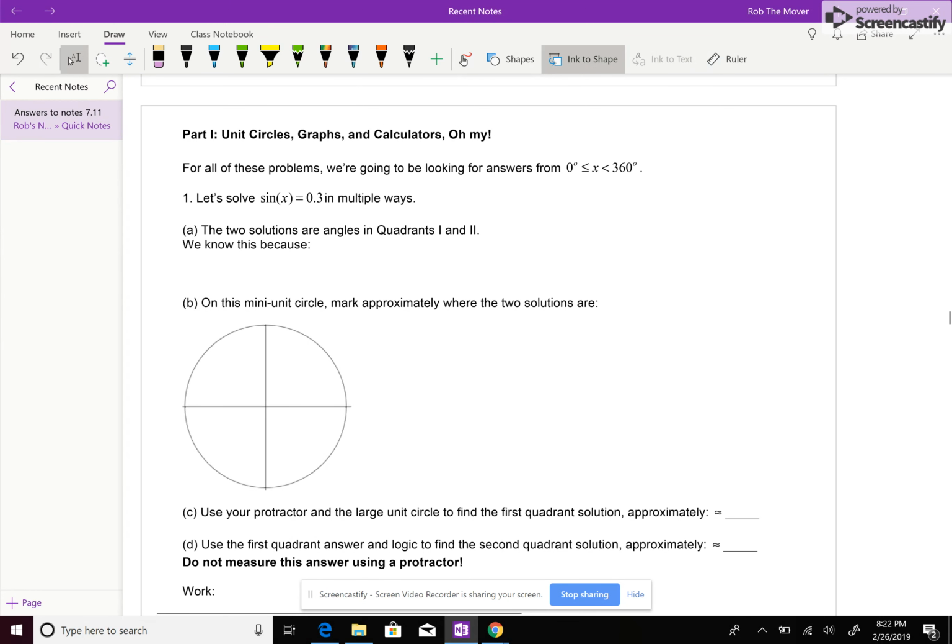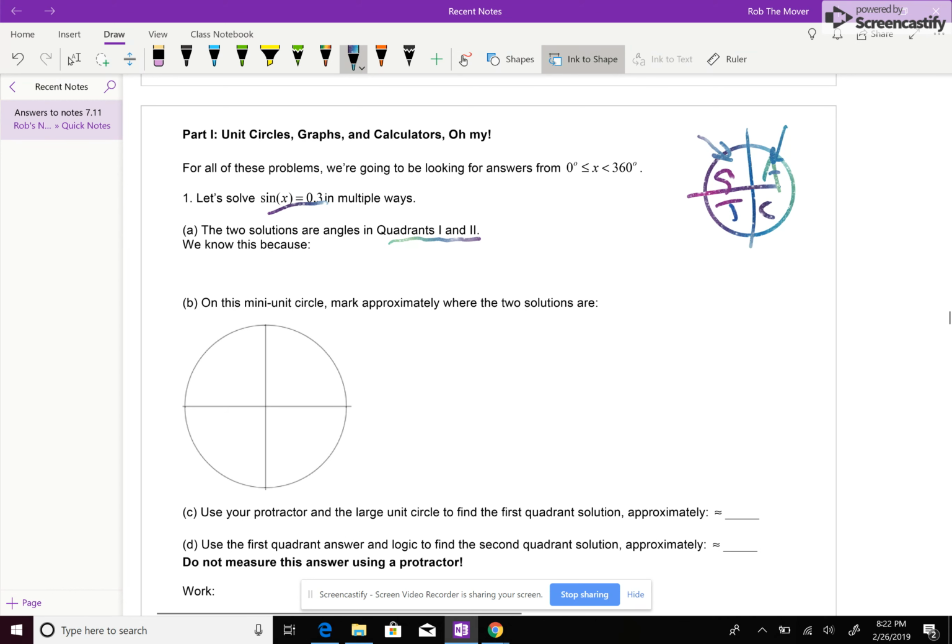Two solutions of the quadrants and the angles. Why do we know quadrants 1 and 2 have a sine of 0.3? Now remember when we did our All Students Take Calculus, right? That tells you which ones are positive. All of them are positive here. Only the sine is positive there.